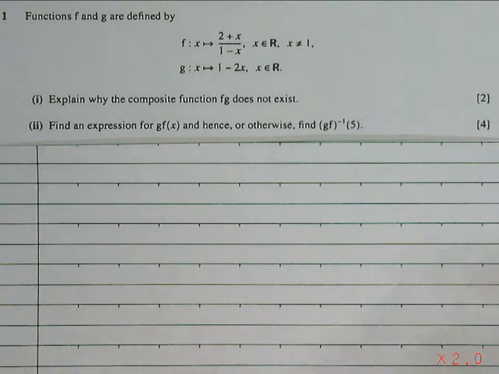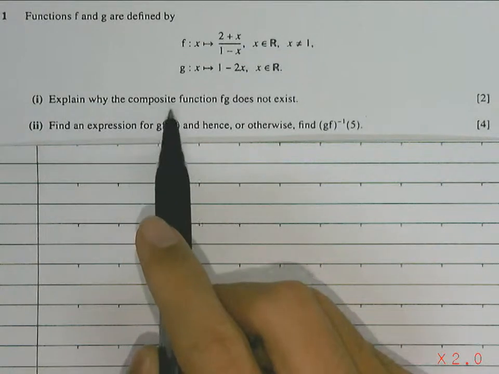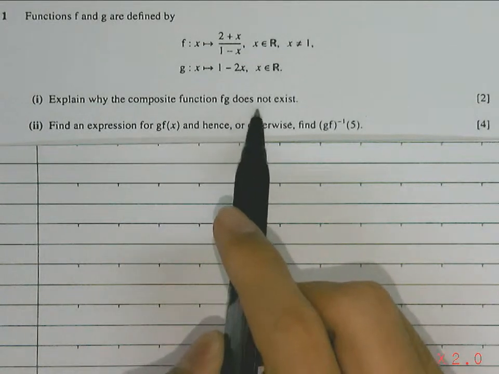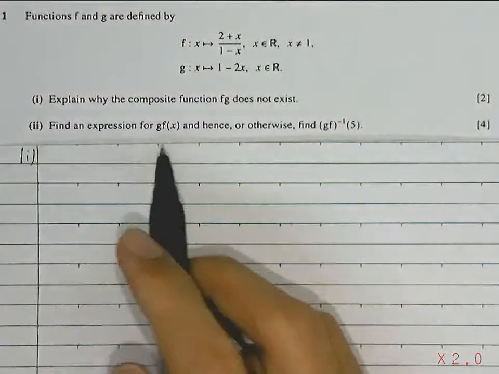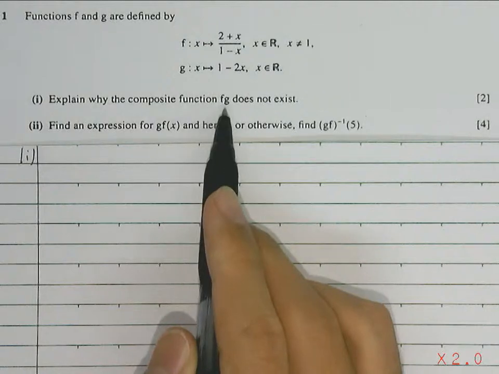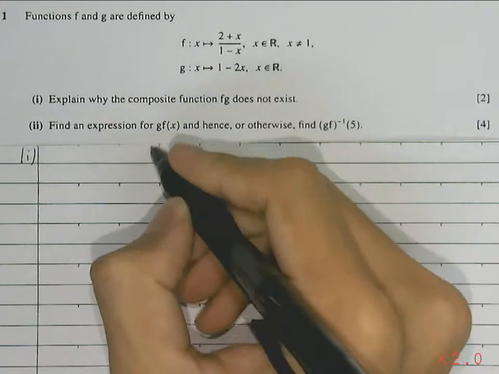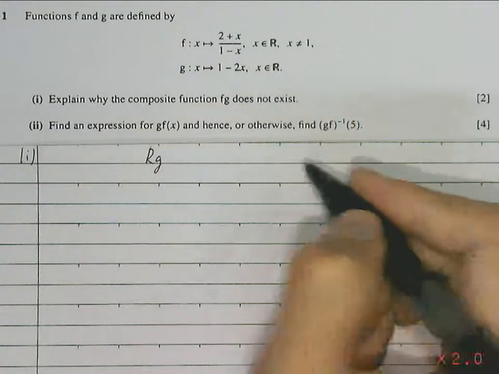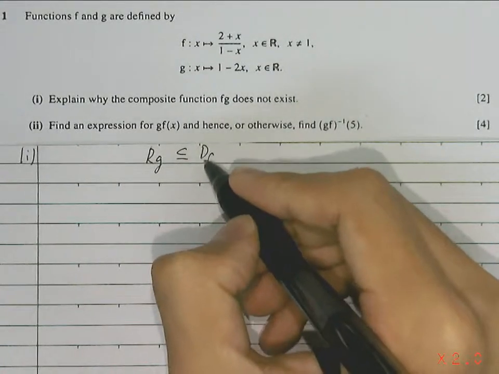So functions f and g are defined in the question. Part 1 asks us to explain why the composite function fg doesn't exist. To do this question, we'll need to know the criteria for a composite function to exist. For fg to exist, what comes out of g, which is the range of g, needs to be a subset of the domain of f.